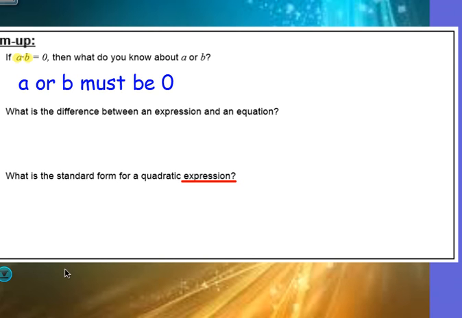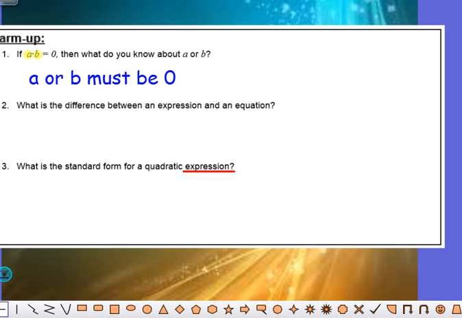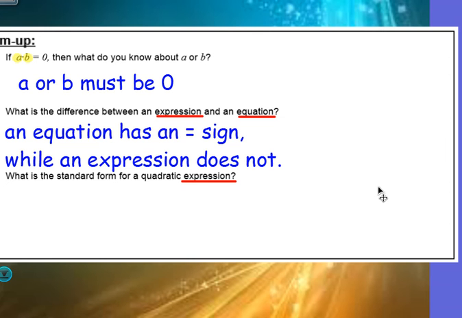What is the difference between an expression and an equation? Do you know the difference between an expression and an equation? If you were thinking that an equation has an equal sign while an expression does not, you are correct. The last part, number 3, asks, what is the standard form for a quadratic expression? So we've really been solving quadratics when we've been working with the AC method for the most part. So standard form, remember, is ax squared plus bx plus c.